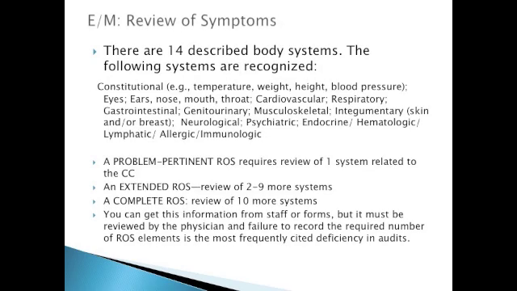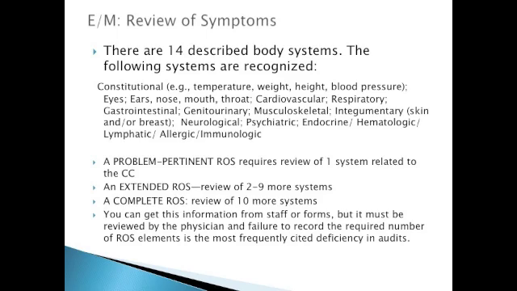The review of systems includes the review of 14 described body systems. I will let you take a look at these yourself. A problem-pertinent review of systems requires a review of just one system related to the chief complaint, and for psychiatry it's probably the review of the psychiatric system. An extended review of systems requires the review of 2 to 9 more systems, and a complete review of systems requires a review of 10 or more systems.